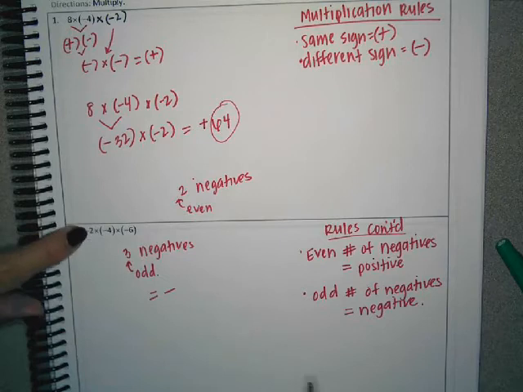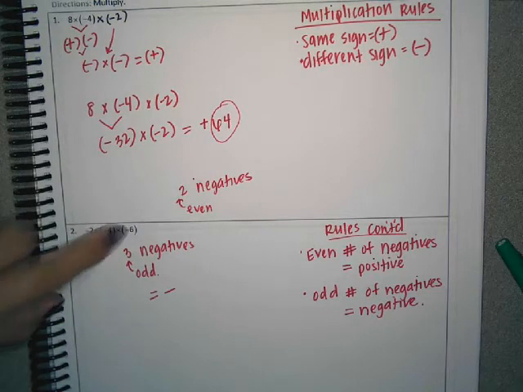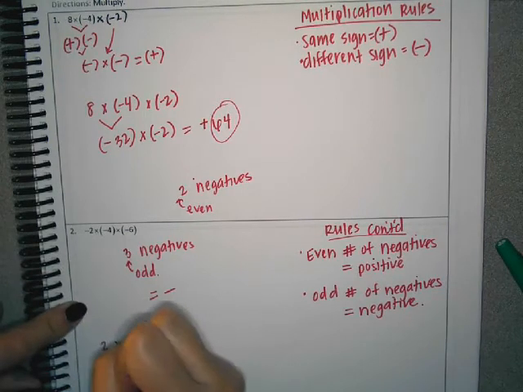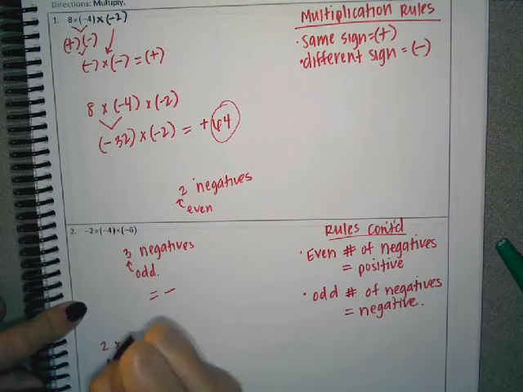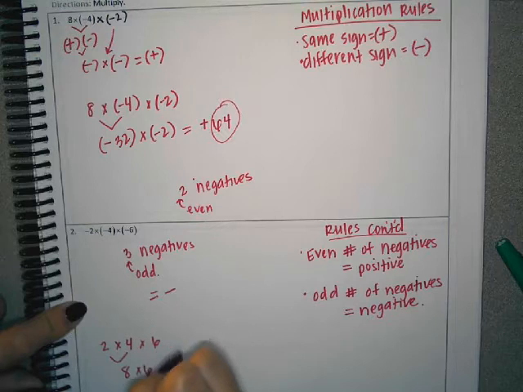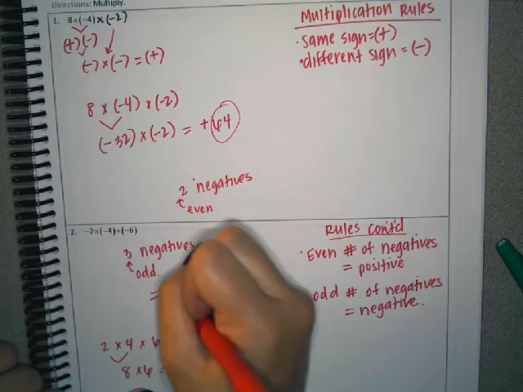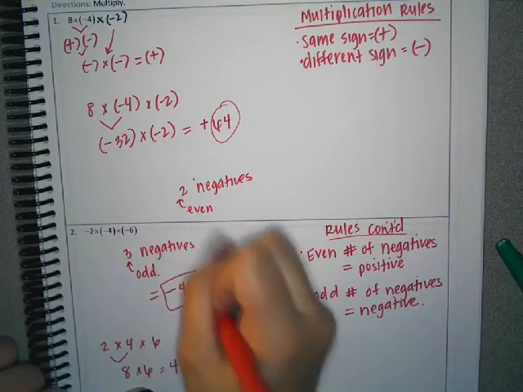Okay, then I can just ignore the signs and just multiply. 2 times 4 is 8. But if I have 2 times 4 times 6, 2 times 4 is 8 times 6 equals 48. And my answer is negative. So a negative 48.